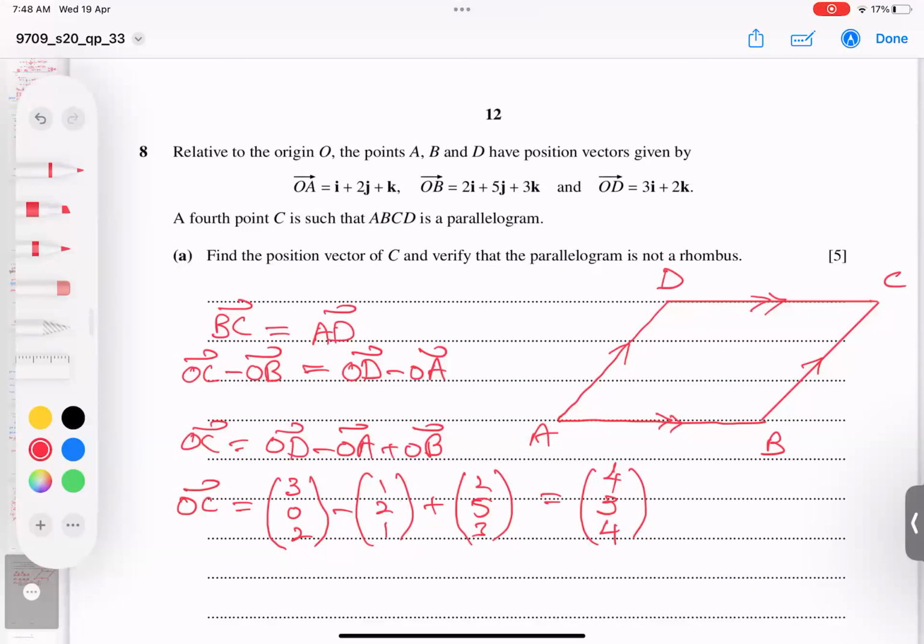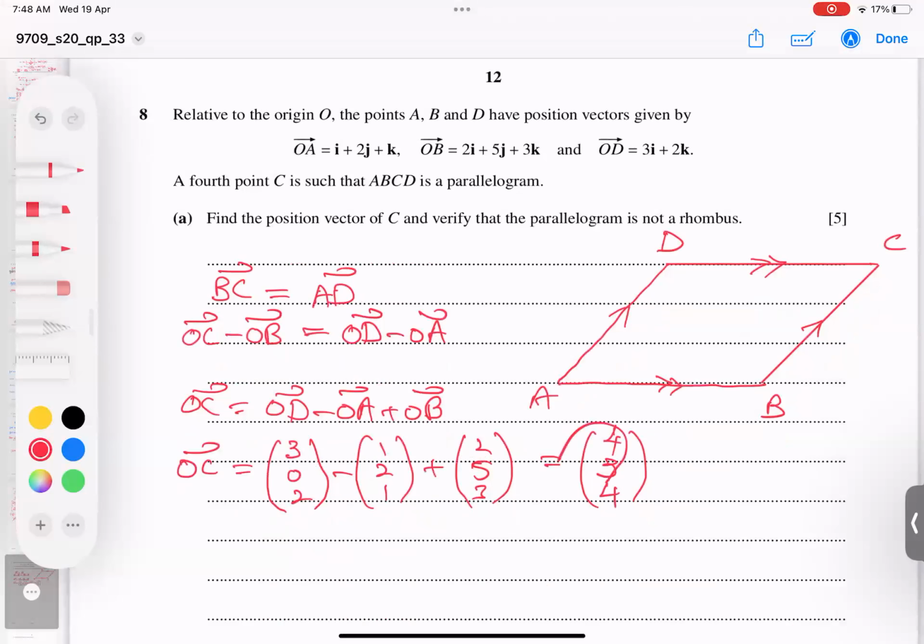So I hope the point is very clear. So I got OC. You write it as a column vector. This is called a column vector. Or you write the OC vector equal to 4i plus 3j plus 4k. So both are right answers.